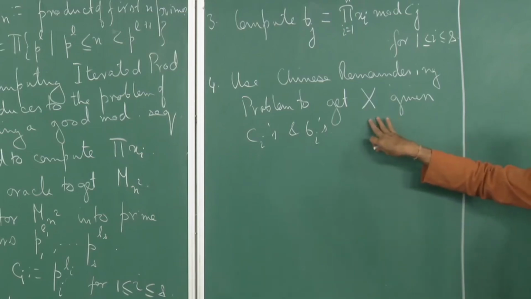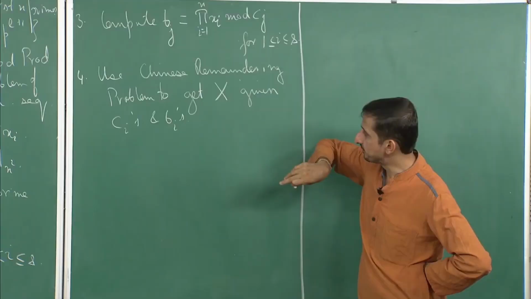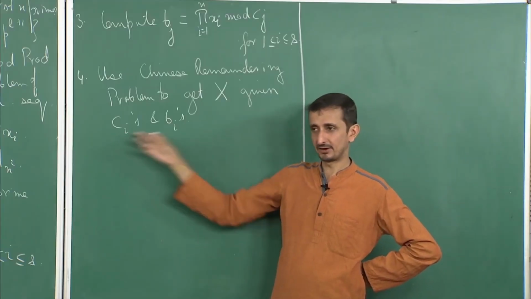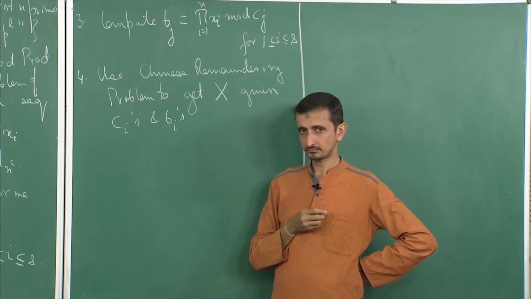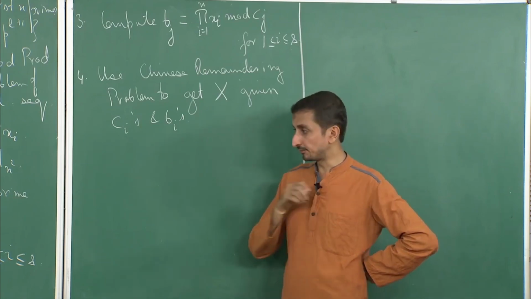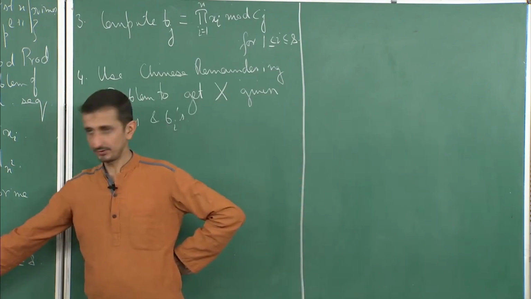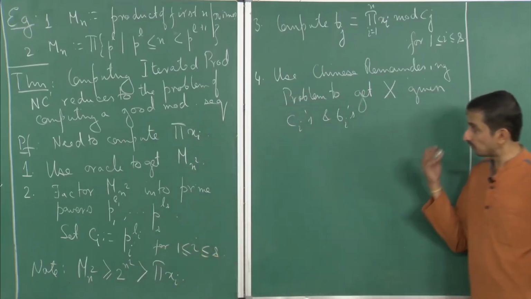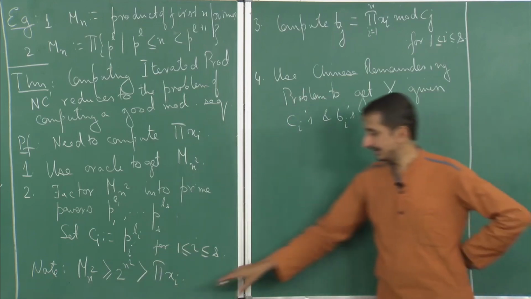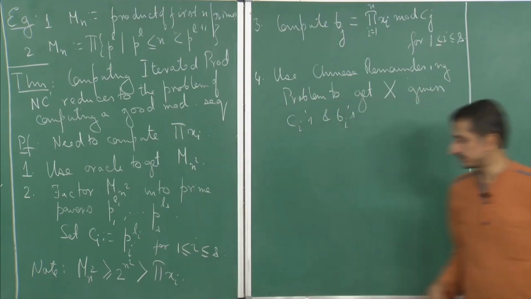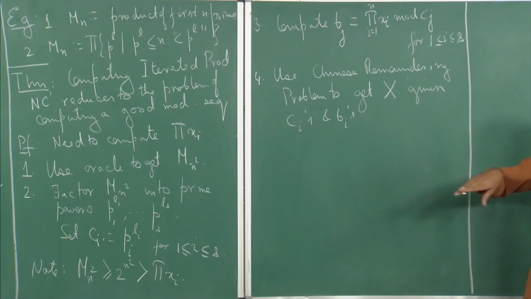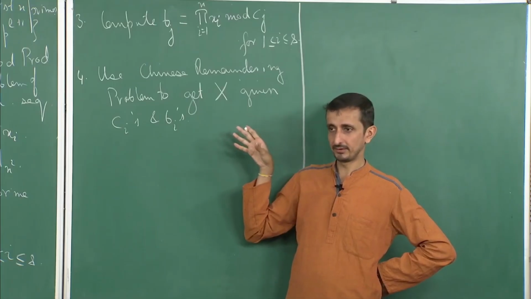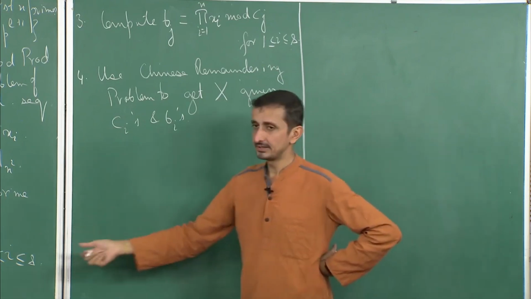Note that the product of these Ci's in our case is mn square, and mn square is greater than or equal to the product of xi. What I am alluding to is that this quantity, the product of xi, is actually a solution to the Chinese remaindering problem.